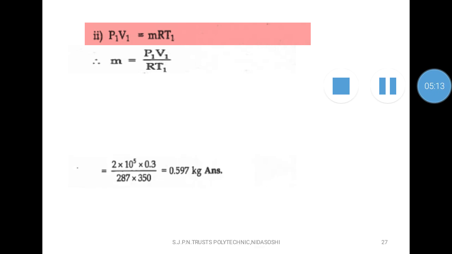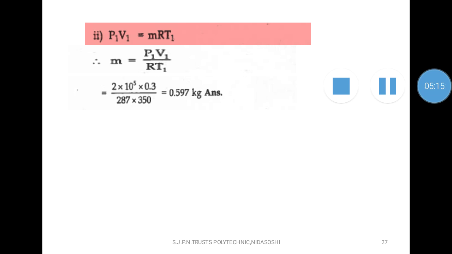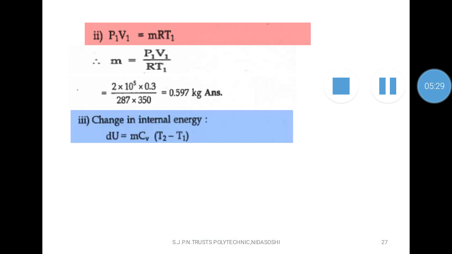So after filling all the values, P1 is equal to 2 into 10 raised to 5, V1 is equal to 0.3, R is equal to 287, and T1 is 350 Kelvin. So we get, after simplifying, 0.597 kg. So next, third, we have to find out the change in internal energy.